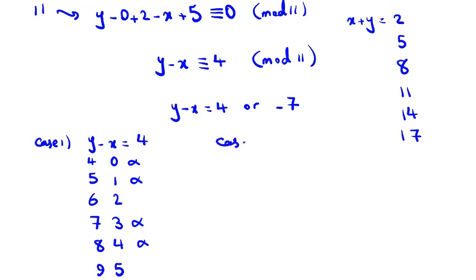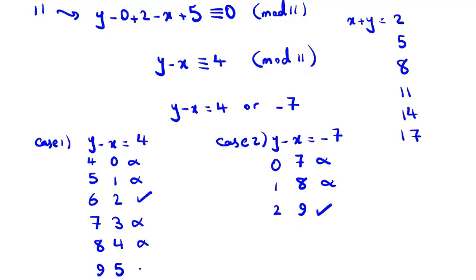And case 2, you consider y minus x is -7. So you say if it is 0, it is what? 7. If it is 1, it is 8. If it is 2, it is 9. So the sum of them here is 1 mod 3, it's bad. 1 plus 8, 9, a multiple of 3, is bad. 2, 9, it's good. You should check these 3 cases. This one, this one, this one.